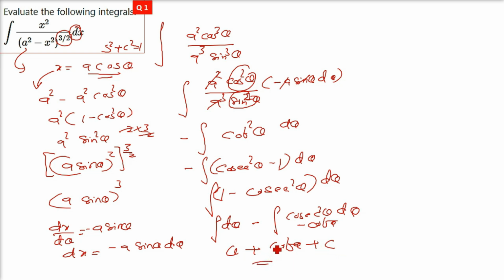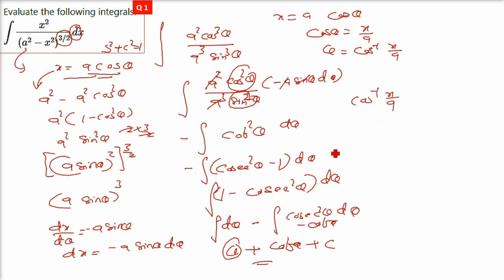Now this will not be an answer because theta has to be replaced, because we have introduced theta. So it is our responsibility to remove it also. When x equals a cos theta, cos theta will be x by a. Theta will be cos inverse x by a. So wherever we have theta, we have to replace it by cos inverse x by a. So cos inverse x by a plus cot theta, and theta will be cos inverse x by a. So just write this cos inverse x by a inside, plus constant of integration.